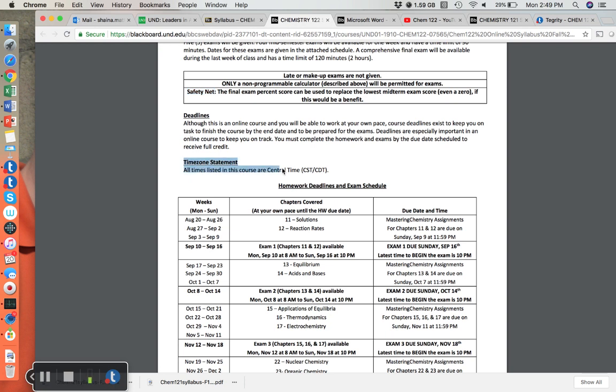The time zone statement says that all times this semester are in Central Time. So if you're in a different time zone, please make that adjustment for yourself.